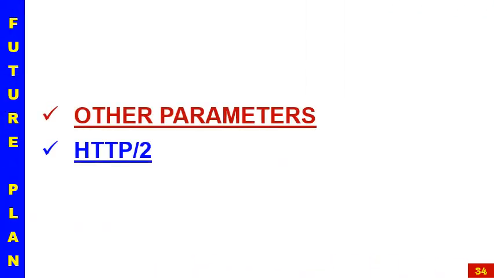Finally, the future plan of the work in progress. We are considering other parameters which can be helpful in the detection of slow rate attacks, and we would like to extend our work to the HTTP2 protocol.